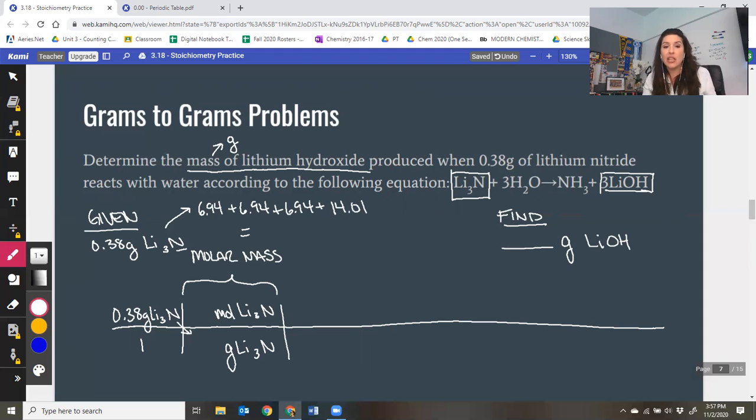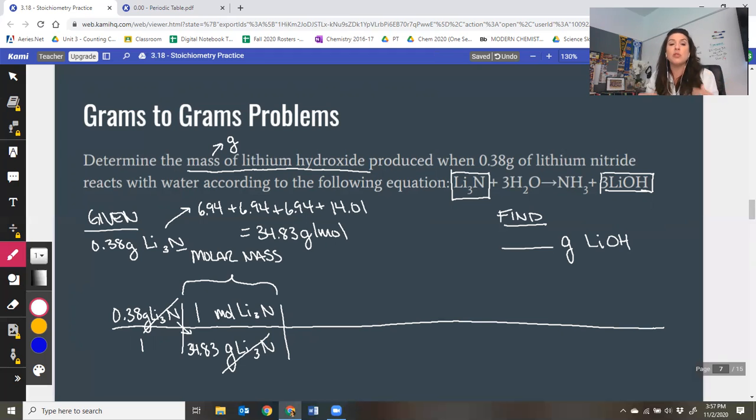All right, adding those things together, 6.94, 3 times over, plus 14.01. And I get 34.83 grams per mole. So what that means is that 1 mole of lithium nitride has a mass of 34.83 grams. All right, so let's see what I've done with my units. I've canceled out grams, canceled out grams. Now I'm in units of moles of the first substance.